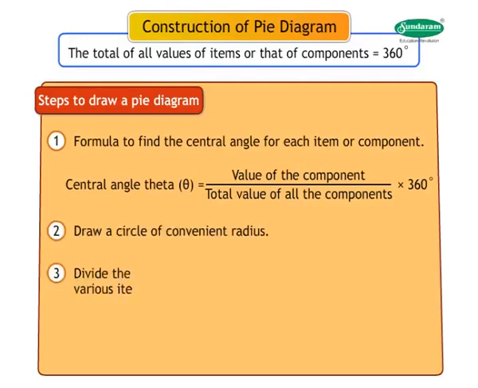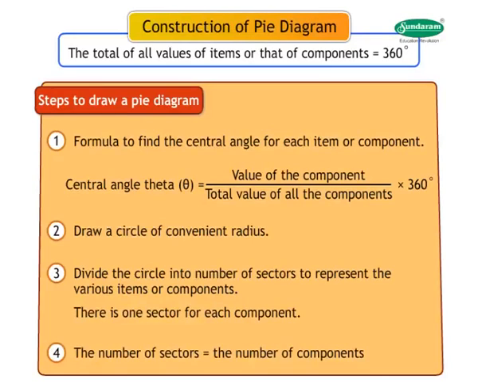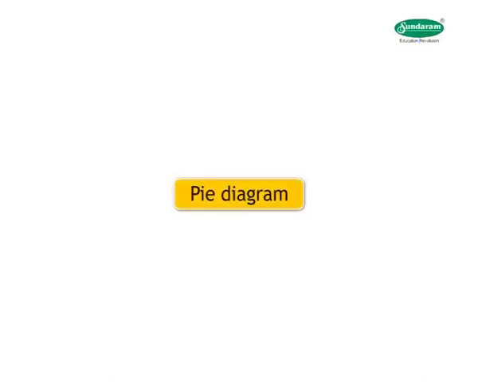Then, divide the circle into number of sectors to represent the various items or components. Clearly, there is one sector for each component. Hence, the number of sectors is equal to the number of components. Applying the steps of drawing the pie diagram, let's try to construct one pie diagram. Let's see one illustrative example.